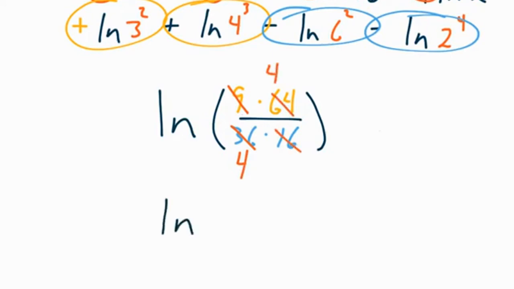we find ourselves staring smack dab at the ln of 1. The ln of 1, that'd be like asking e to what power is equal to 1? Well, remember, the ln of the number 1 is always going to equal 0.